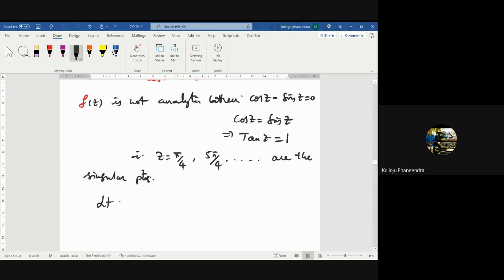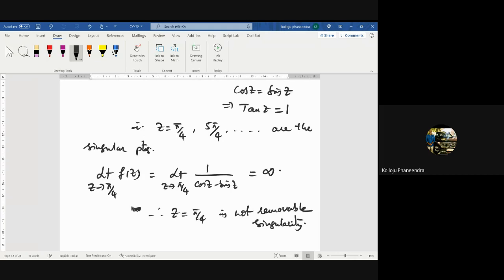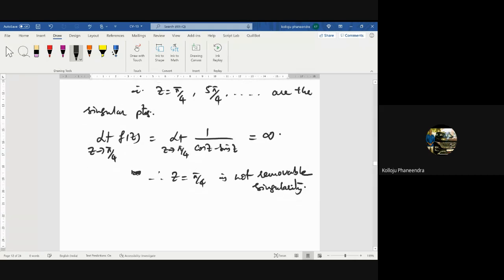Okay, there are two ways. First, I will take pi by 4. If one is okay, that is better. What is this limit, z tends to pi by 4, of 1 by cos z minus sine z? It becomes infinity. Infinity means z equal to pi by 4 is not a removable singularity. If it were finite, it would be removable. Now infinity is there, and another one is what?